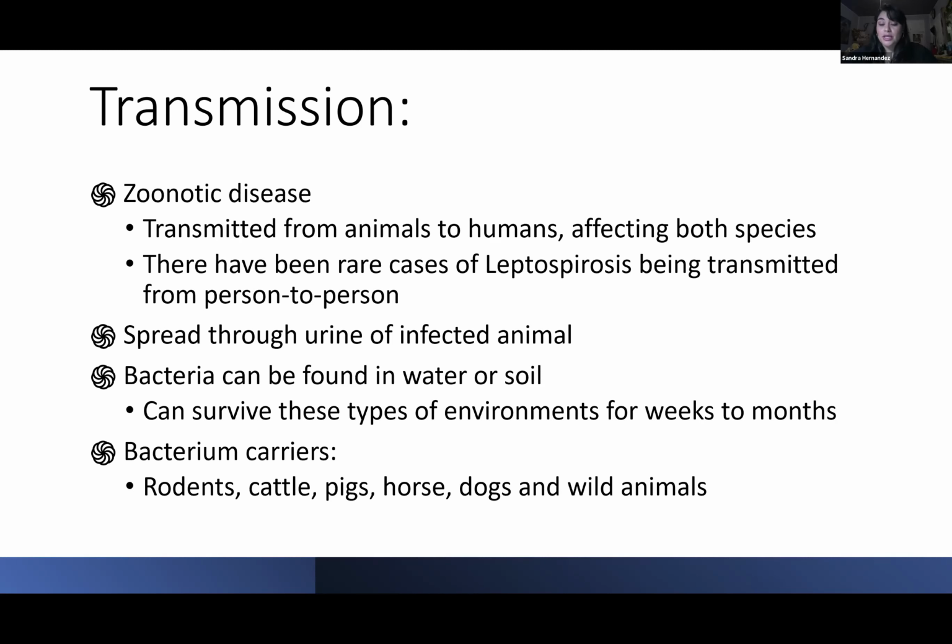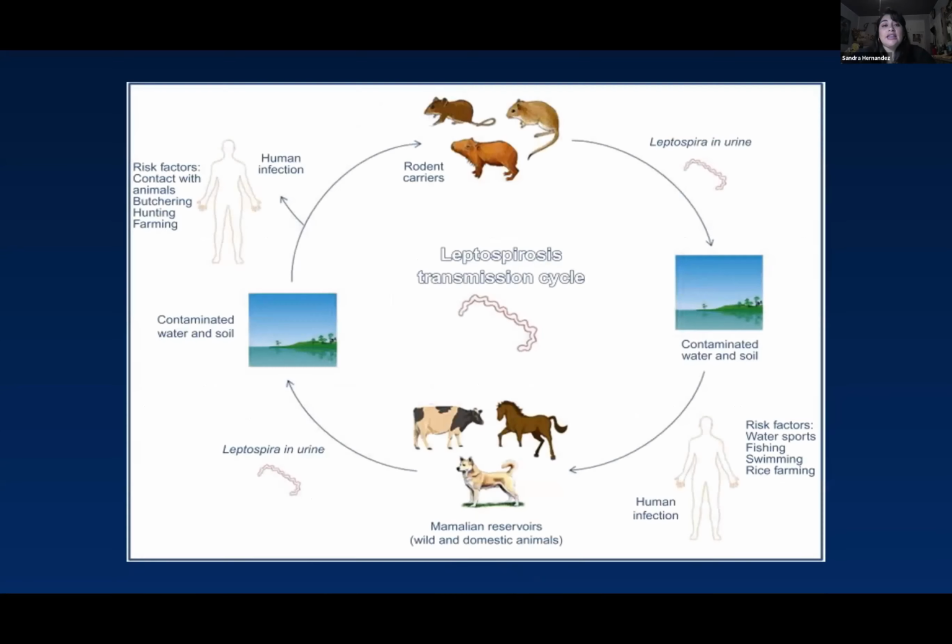Leptospirosis is spread through the urine of an infected animal, meaning that the animals excrete the bacteria through the urine. The bacteria can be found in water or soil and can survive in these types of environments for weeks to months. A range of species can potentially carry the bacterium, including cattle, pigs, horses, dogs, and rodents, especially wild animals. The infected animal can continue excreting the bacteria in the environment continuously or occasionally for a few months up to several years.